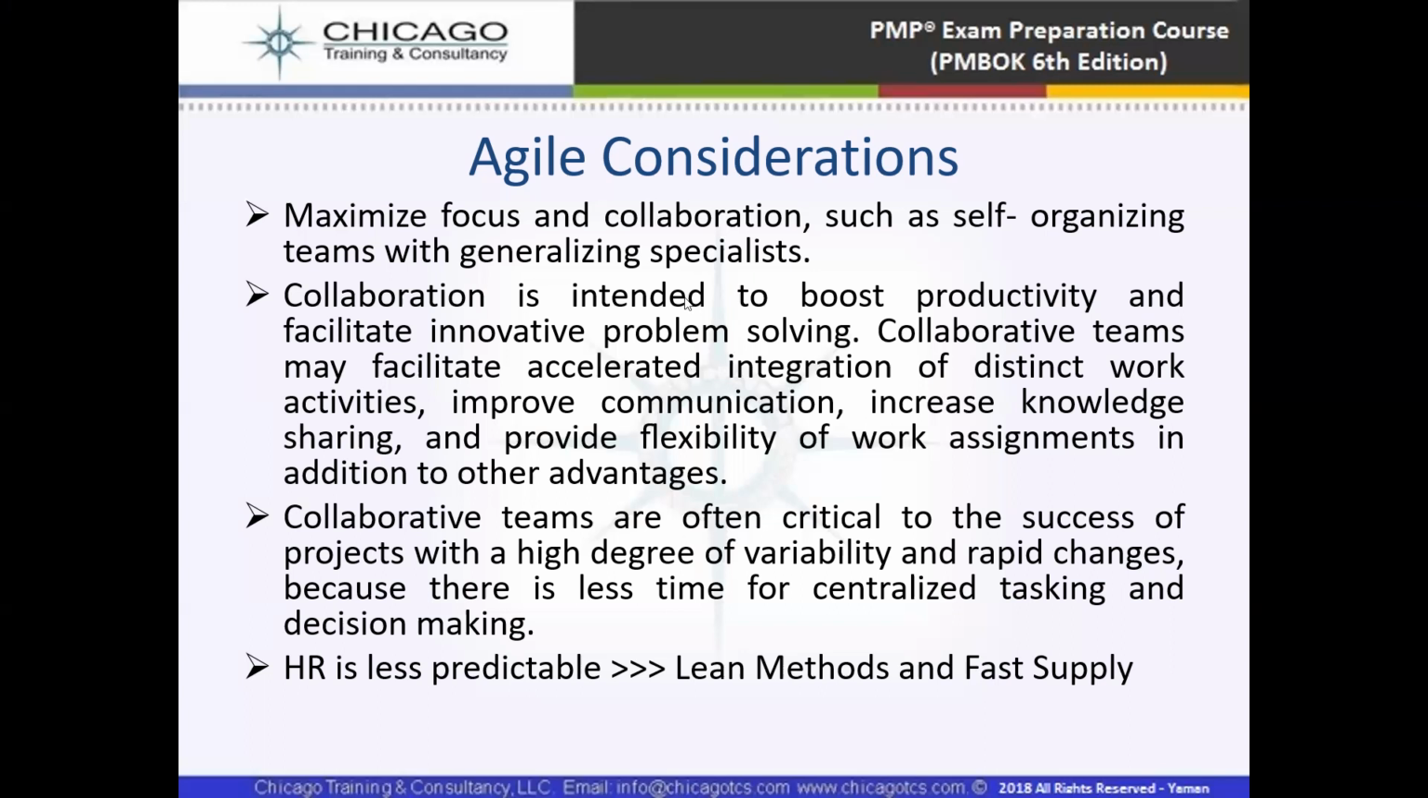So this is how agile considers resource management, because they have collaborative teams which are self-organized, and they have a lot of rapid changes within less time, so there is less centralized tasking and decision making.